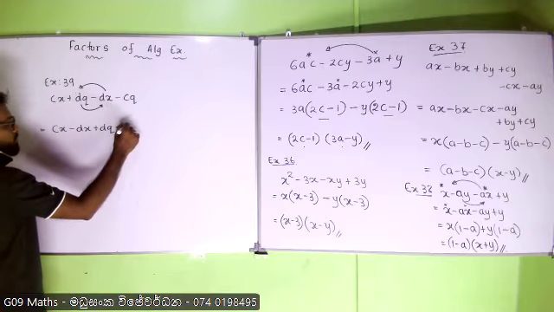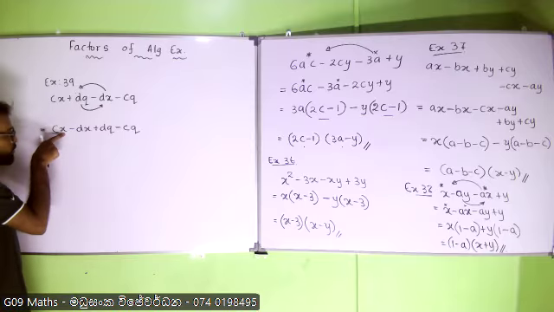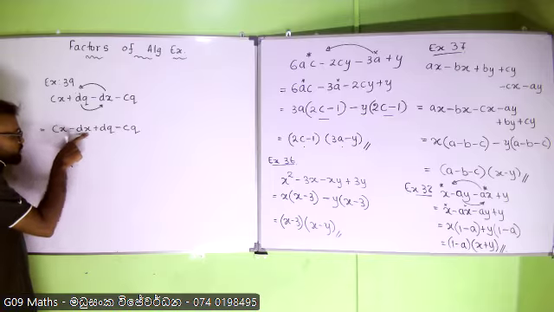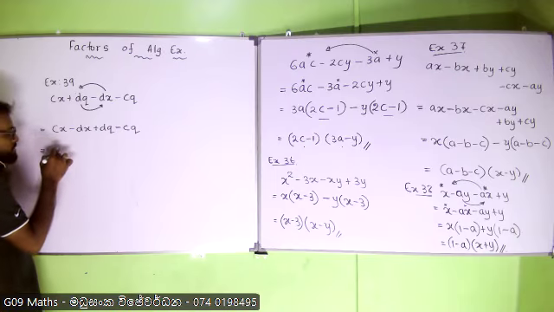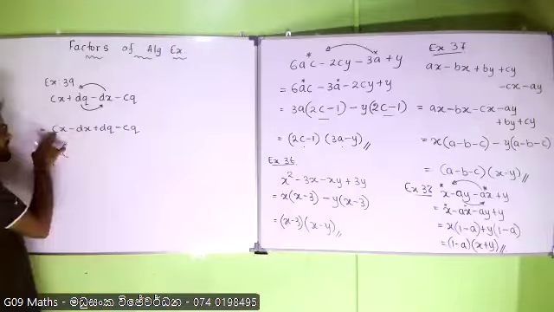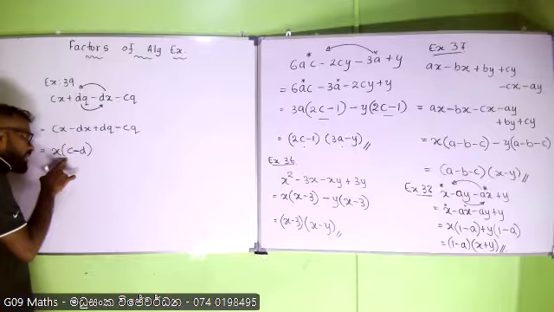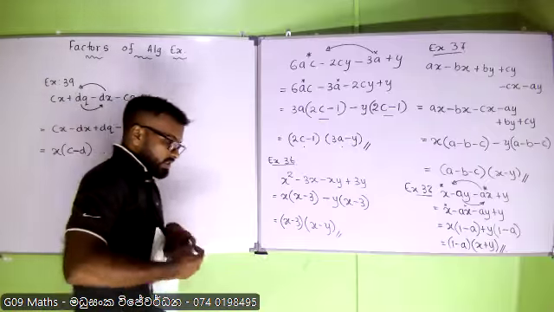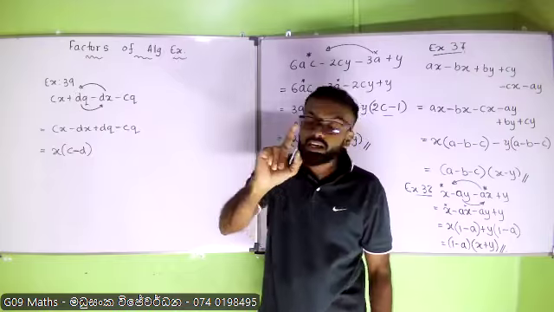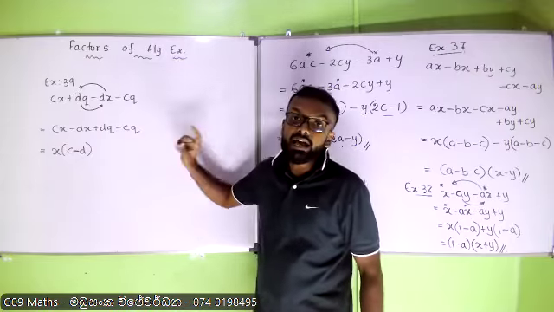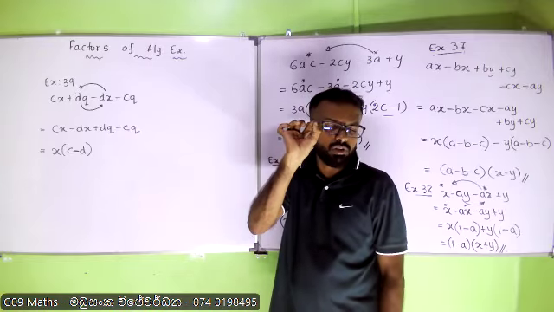Then here you have minus cq. Then by looking at here and here, the first two terms, x is common. Take the common term out, positive x. Write the rest, c minus d. So we have c minus d here. Definitely you need to obtain c minus d here as well. I am giving you the easiest way.